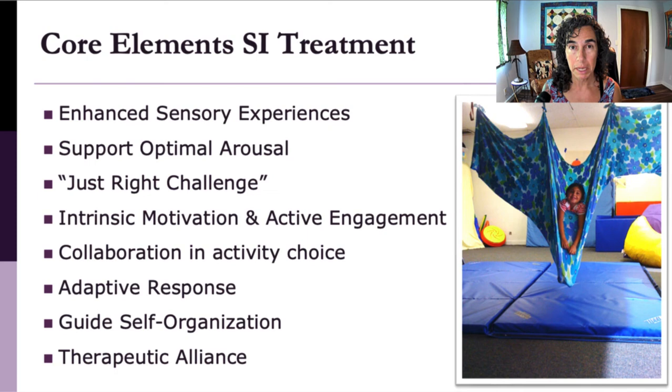So then we have the adaptive response, which varies from child to child, but the adaptive response is the ability to engage in functional activity. We want to guide self-organization for the child, and we want to build a therapeutic alliance, which is the therapeutic use of self and also building rapport and trust, so that child actually wants to show up and take the risks that are necessary to build their sensory integration foundation and their functional abilities growing out of that foundation.